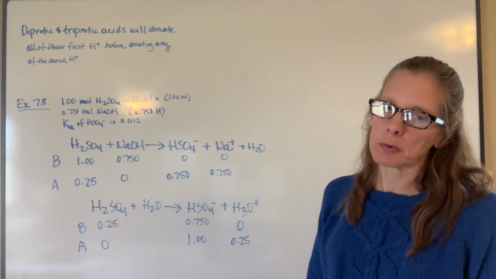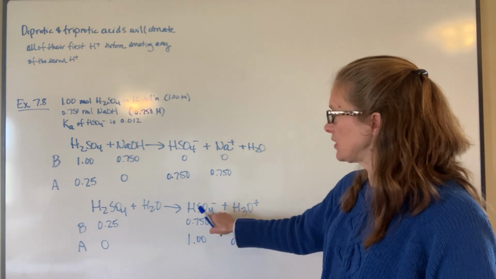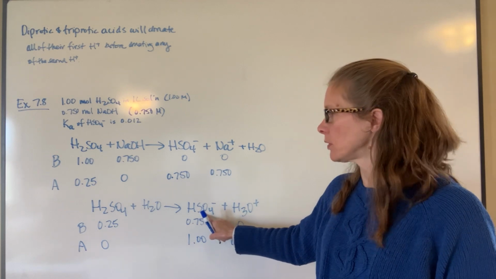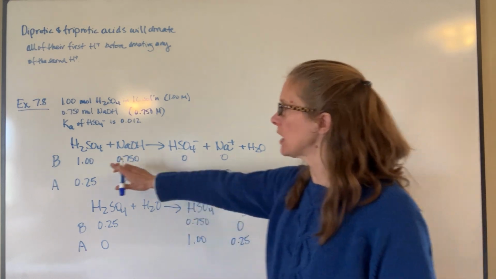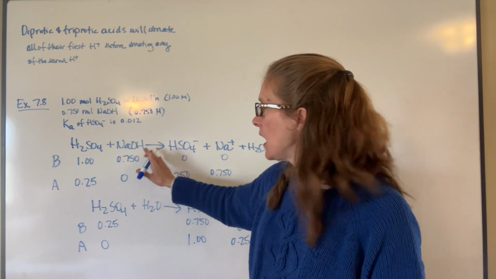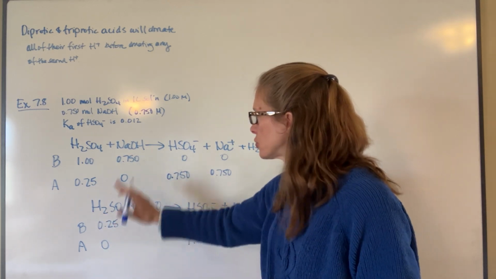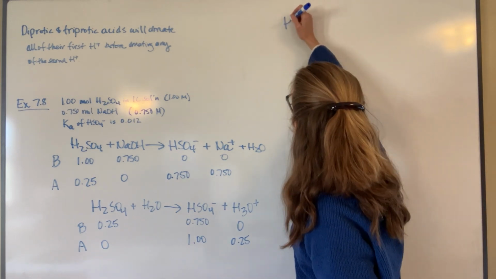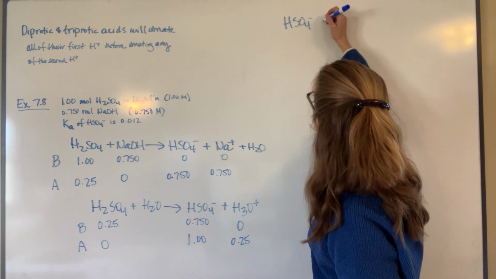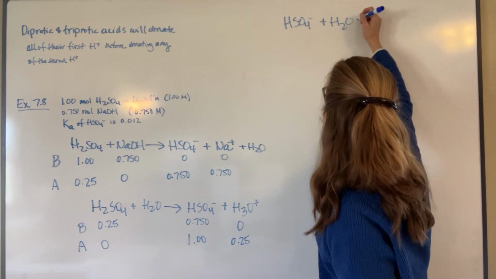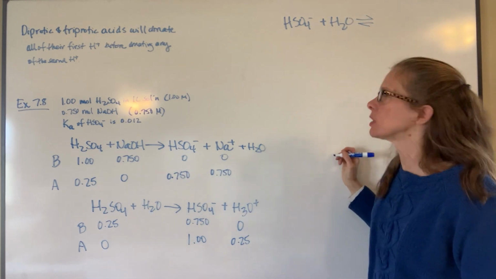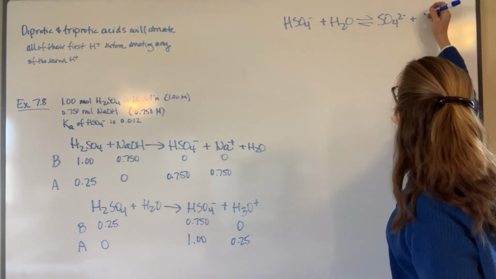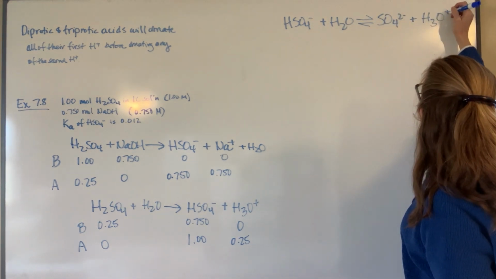Well, it would be nice if we were done, but we know that HSO4 minus is a weak acid, and it's now going to react with water. The first two were easy because here I just had strong acid, strong base. Here I had strong acid with water, so both of those are complete reactions. But now I've got this HSO4 minus, and it's going to react with water, but because it's a weak acid, I'm now going to have an equilibrium set up. So this is going to give me SO4 2 minus plus H3O plus.